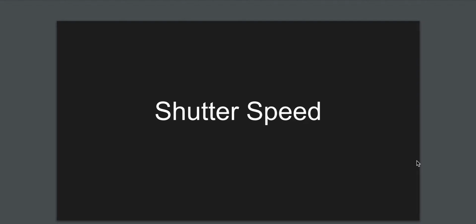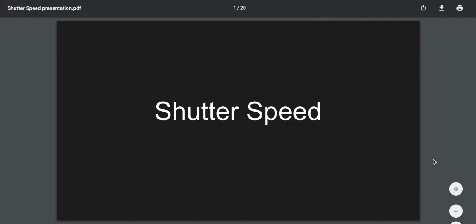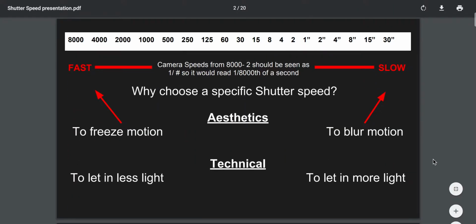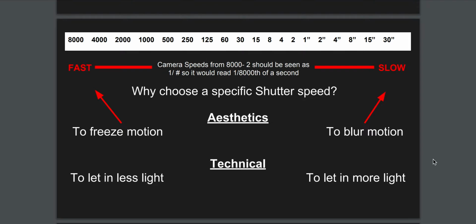Introducing my favorite camera function to play around with, and that is shutter speed. So shutter speed. Let's take a look, because to understand shutter speed, you need to understand the measuring system of the shutter speed. With shutter speed, it is the speed at which the shutter stays open or closes.